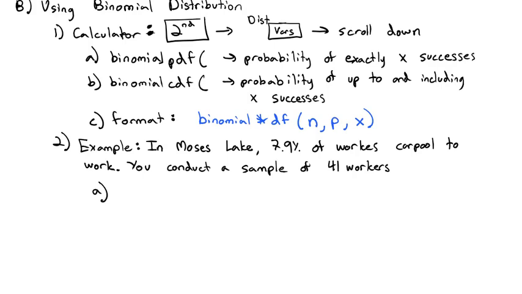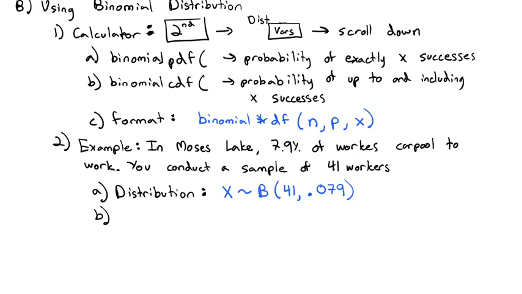First thing we want to do is identify what is the distribution. For this situation, the distribution of our x, or our random variable, is going to be distributed as a binomial. So we'll do a b, because we're looking at the number of successes out of these 41 trials. The first number is the number of trials, 41 trials. The second number is the probability of success, which is 0.079. We do need to change that percentage into a decimal.